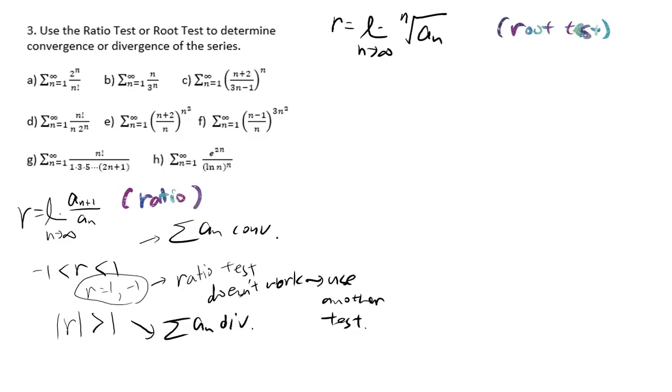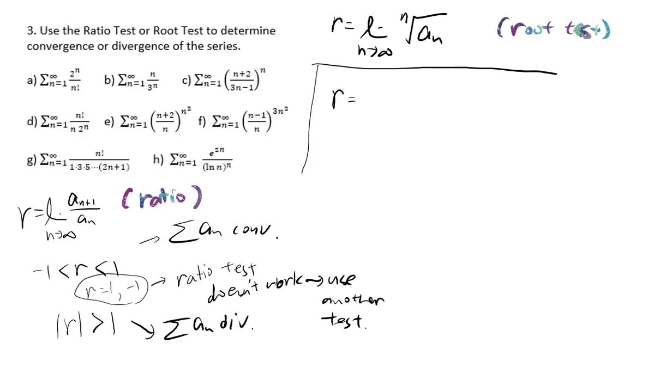Now this one here, n over 3 to the n, you can use either. You can use ratio test or root test. They'll both work. So for this one, let me show you how to do it in both ways, and you should decide which one you like better. Okay, the first one, this one has factorials. So we're going to use ratio test. Let's see how that works.